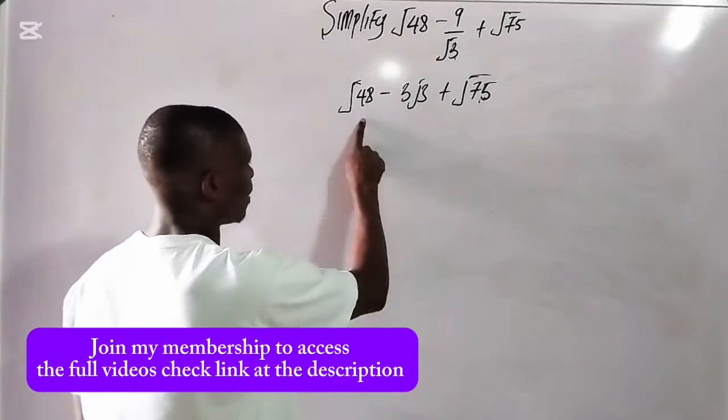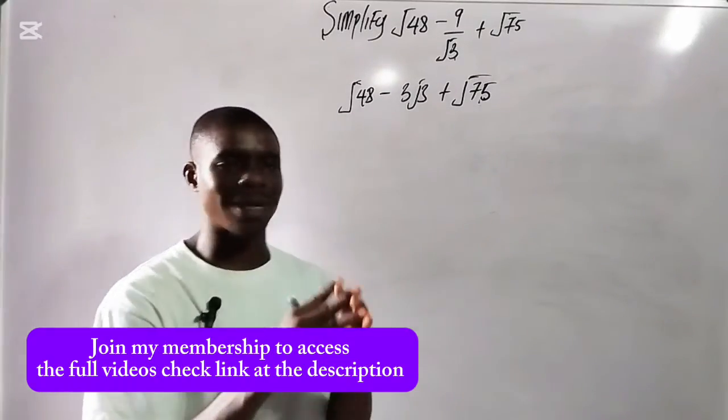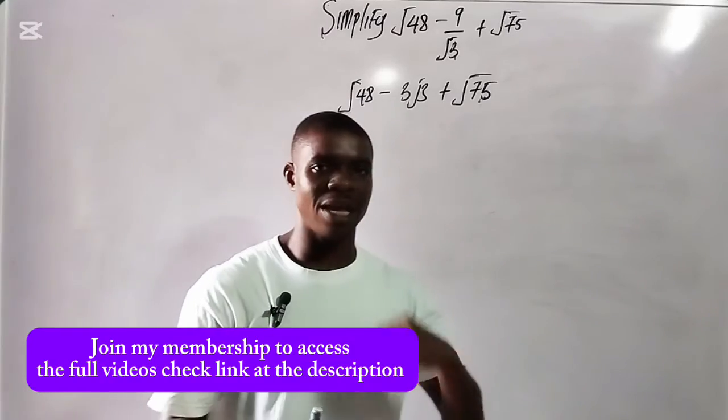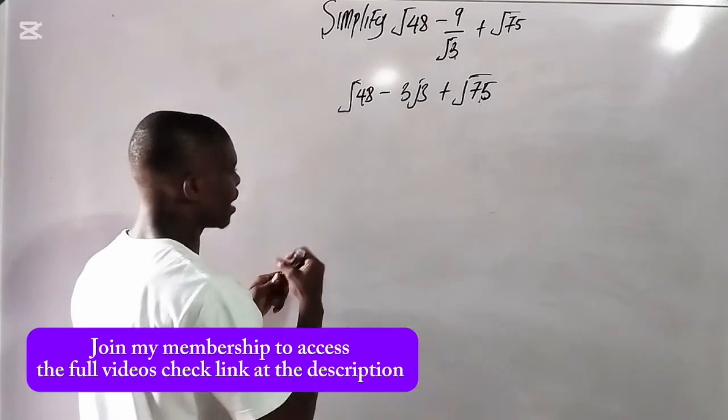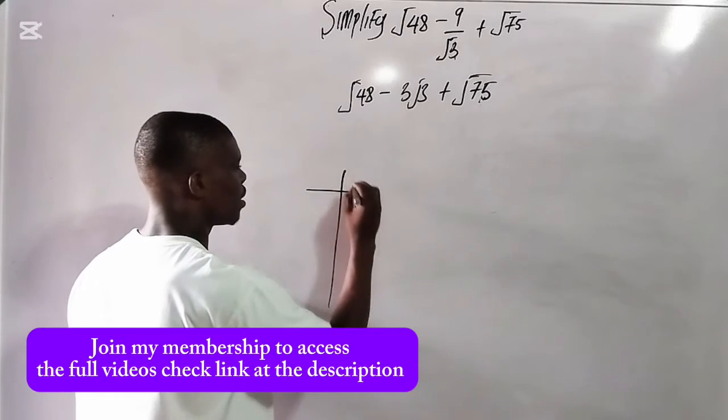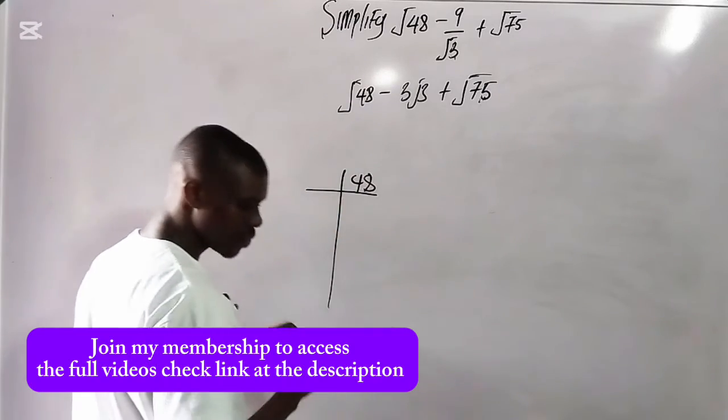Now we know that we have to break this guy down. How do we break it down? I'm going to look for two numbers I can multiply to give 48, but one must be a perfect square. How do we do that? I have to look for the LCM of this guy here. So let's look for the LCM of 48.